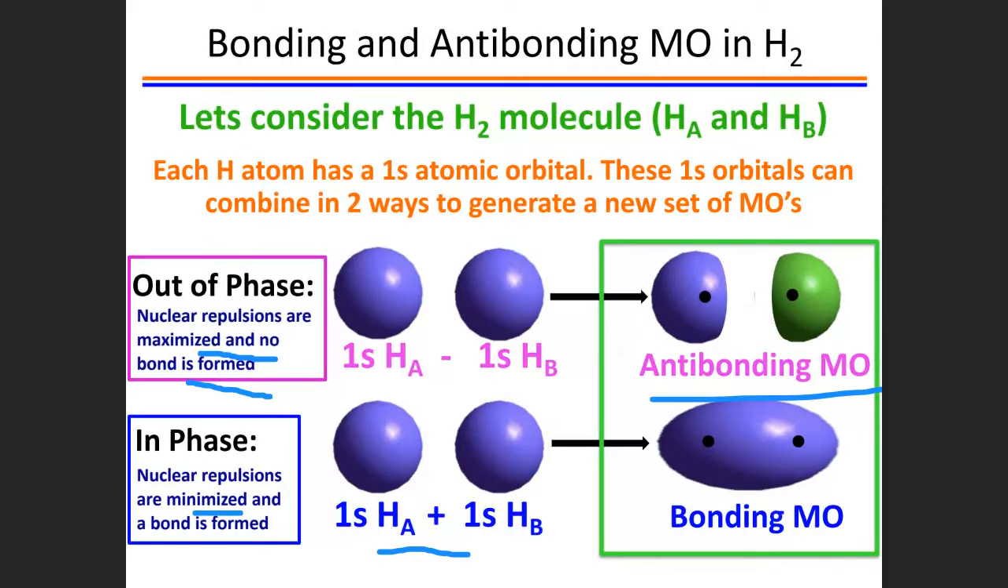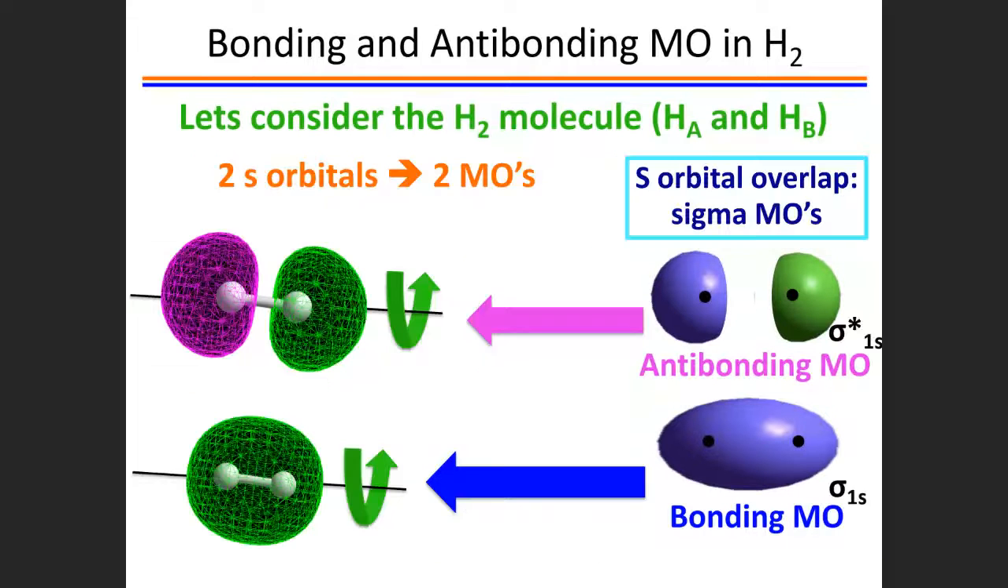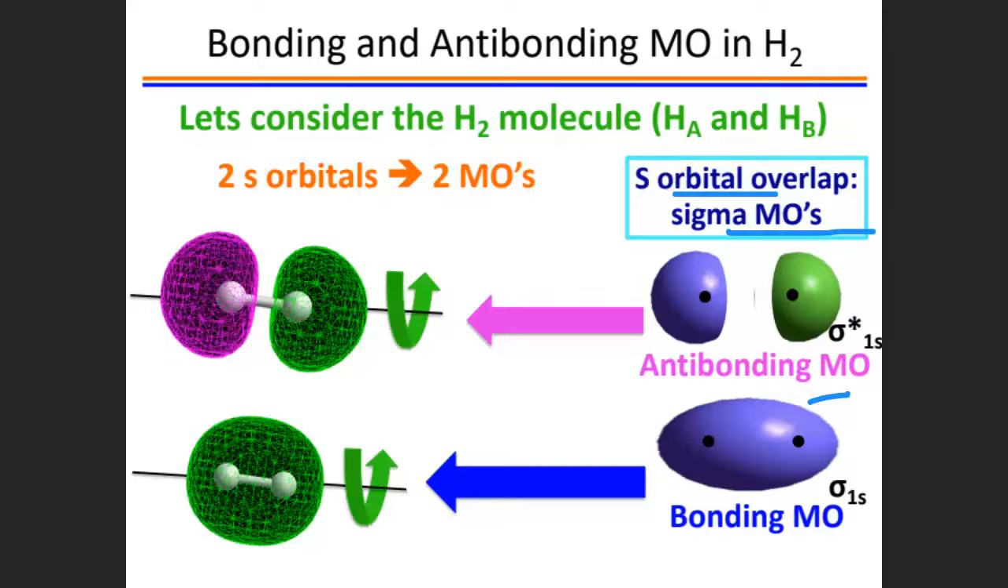Next. So that means two hydrogen atoms can make two molecular orbitals, but the two are not alike. One is bonding, another is anti-bonding. Now look here. So 2s orbitals give two molecular orbitals. And we know the s gives a sigma molecular orbital. So obviously there will be two orbitals, but one will be anti-bonding and one will be bonding.